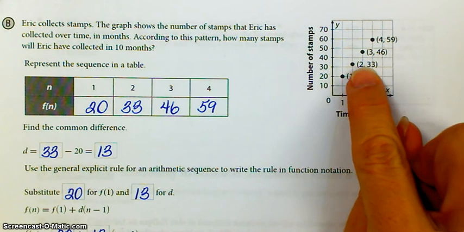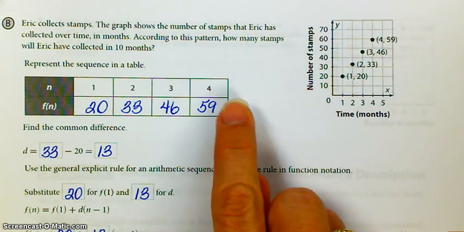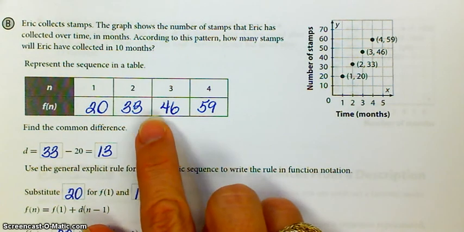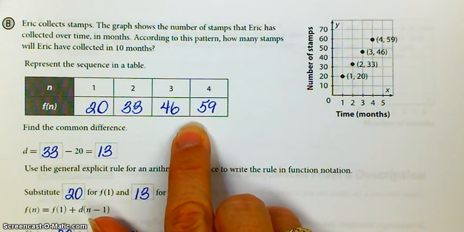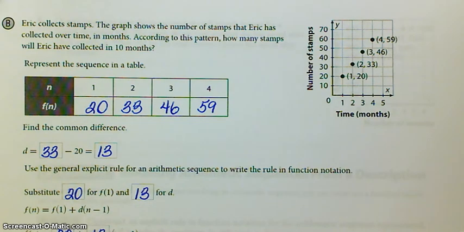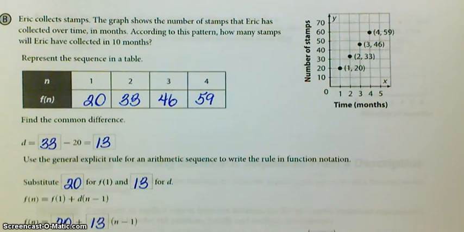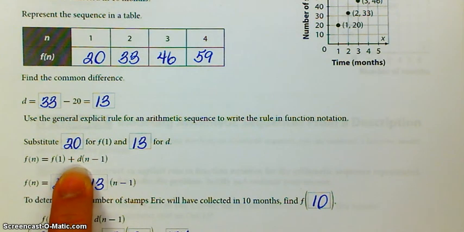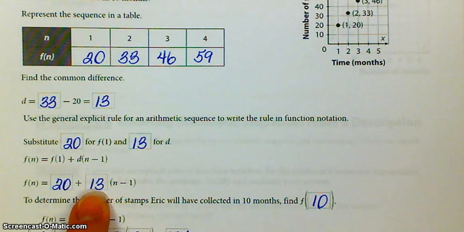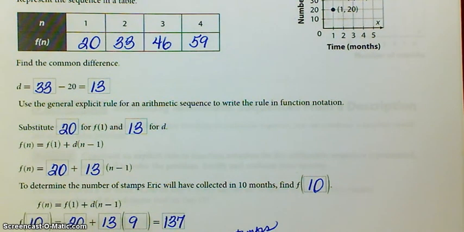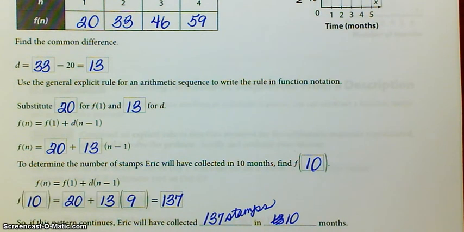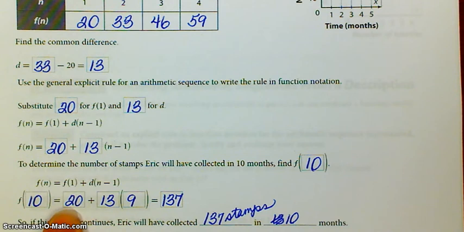All right, number 8 says a gym charges each member $100 for the first month, which includes a membership fee, and then $50 per month for each month after that. Okay, so f of 1 is going to be 100. And then each month after that is $50, so it's going to go up by 50, so that's your common difference. So using our explicit rule, here we go. How much money will they spend for 6 months?